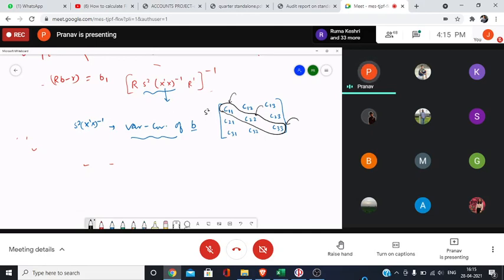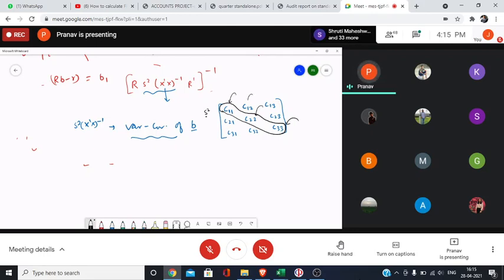Guys, 0, 1 से आप कर C00, C01, C02 कर सकते हैं, because I have written B0, beta1, beta2 इसलिए. Otherwise, it does not matter. So all these elements on the main diagonal multiplied by this S square will be the variance of B0, B1, B2. All these elements will be the covariance term.